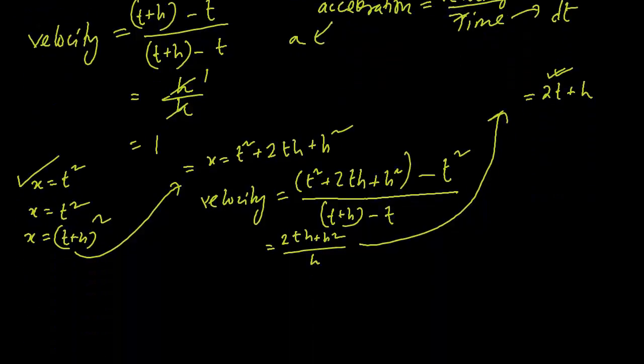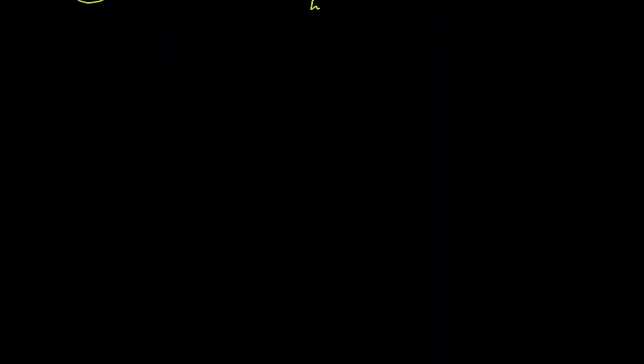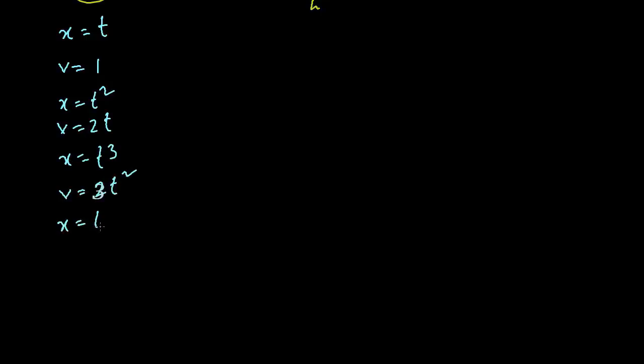So similarly, we can come to a general rule by observing this. When the displacement is t, the velocity is 1. When the displacement is t square, the velocity is 2t. When the displacement is t cubed, the velocity is 3t square. When the displacement is t to the power 4, the velocity is 4t to the power 3. So what is happening? When the displacement is t to the power n, the velocity is n t to the power n minus 1. All of this is done by using algebra.